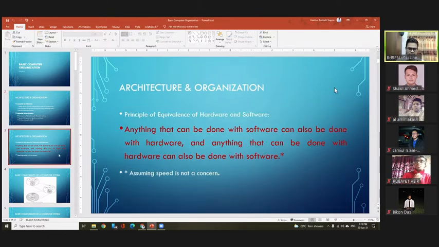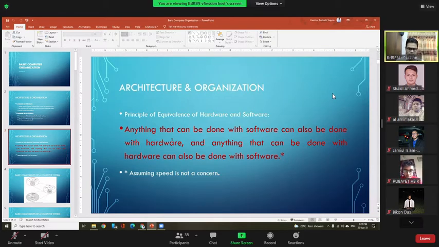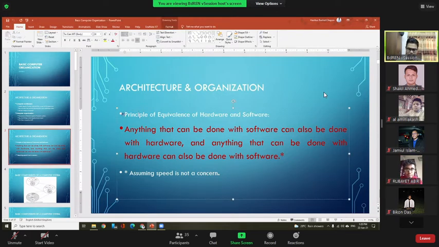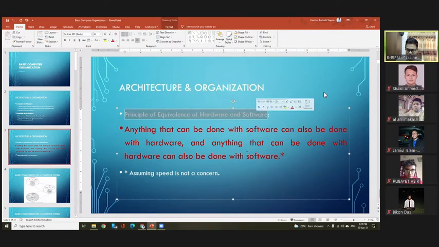Okay, we also have discussed yesterday about the principle of the equivalence of hardware and software, which is if you can do anything by the software, you can do the same task by using the hardware. And also the other way, if you can do anything by the hardware, you can also use the same thing as by the software. So that is called principle of equivalence of hardware and software.